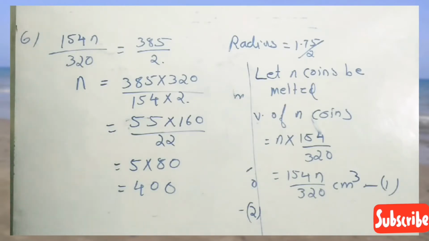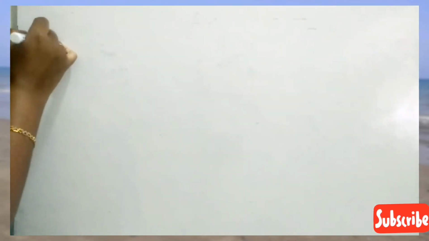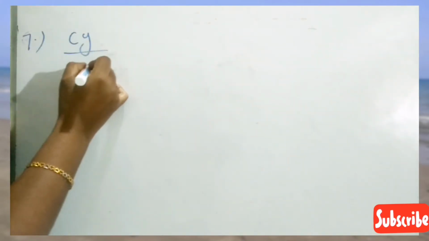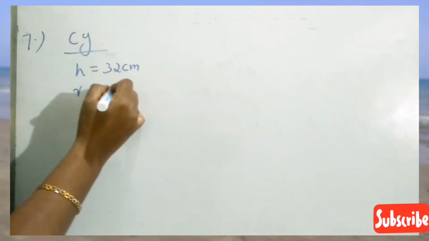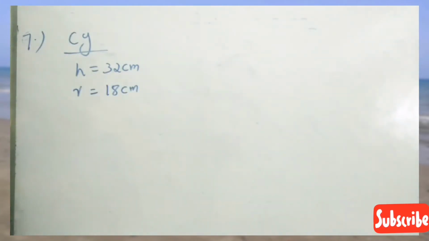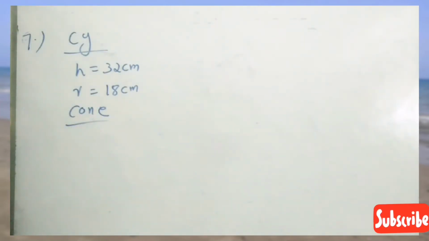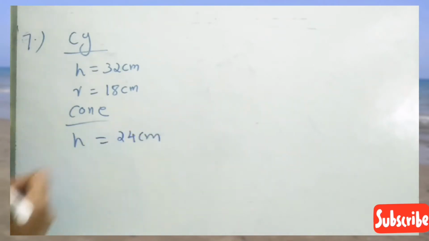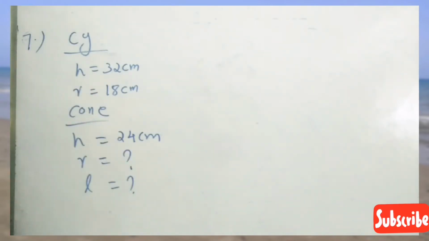Seventh question. A cylindrical bucket of height 32 centimeter and radius of base 18 centimeter is filled with sand. This bucket is emptied on the ground and a conical heap of sand is formed, as in the second figure here. If the height of the conical heap is 24 centimeter, find the radius and slant height.